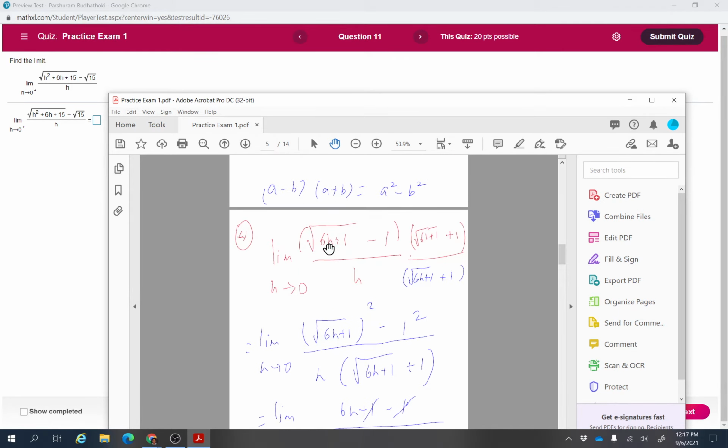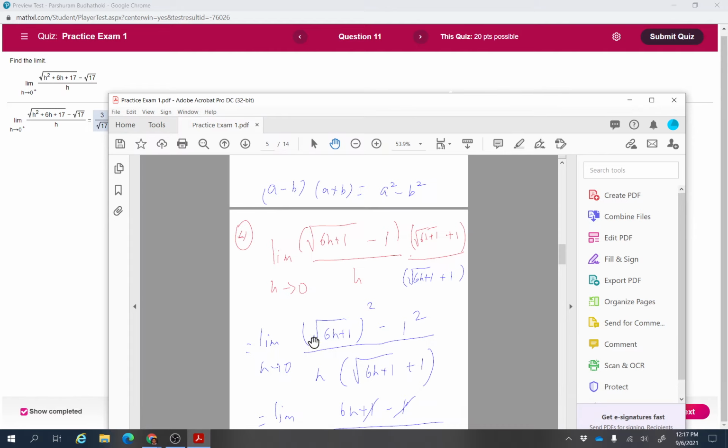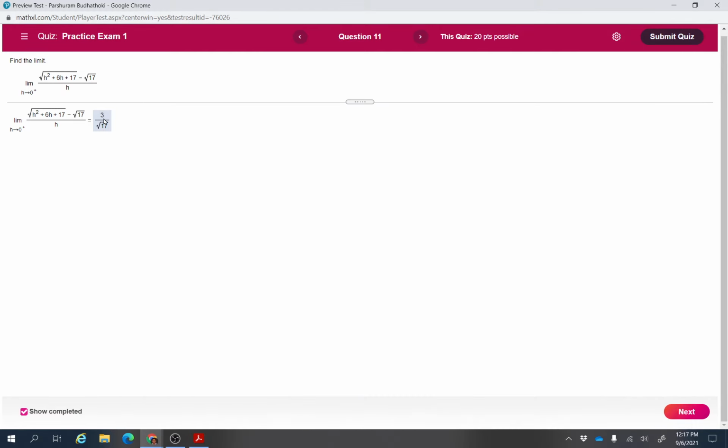So here is the square root. To simplify the square root, we multiplied numerator and denominator by the conjugate. We're going to do exactly the same thing here. Multiply the top part and bottom part by its conjugate: square root of h squared plus 6h plus 17 plus square root of 17, on the top and bottom. Simplify the way we simplified in problem 4. Eventually you are going to get this limit. Skip it for you.